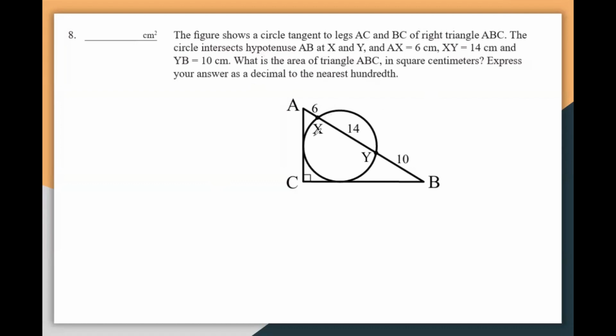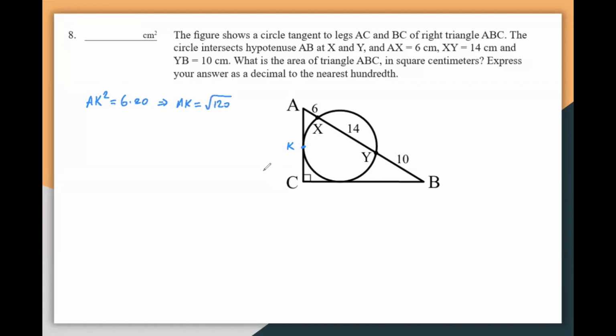One of the first things I see immediately, when you have a tangent line or secant line, is that we want to use the power of a point. Let's say the tangency point is K. By the power of a point, the square of AK is equal to the distance from A to the first intersection of the circle, which is 6, times the distance from A to the second intersection, which is 6 plus 14, which is 20. This is one of the three versions of the power of a point. So that gives us AK as the square root of 120.